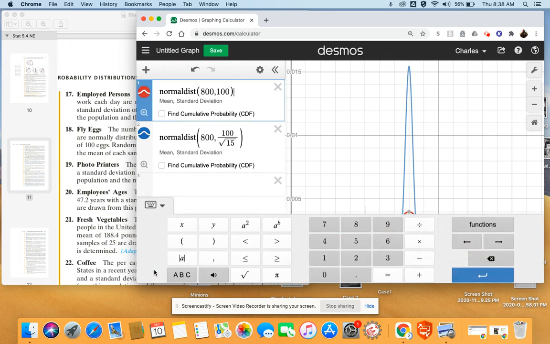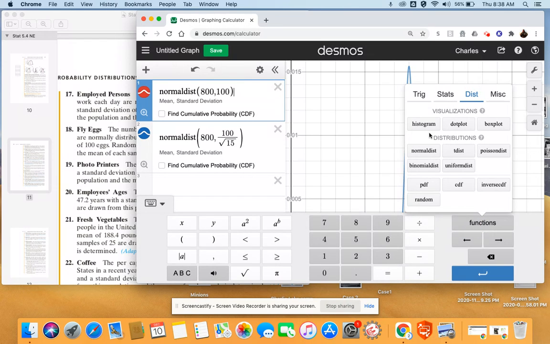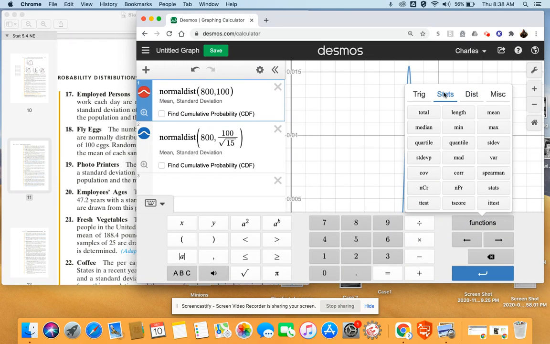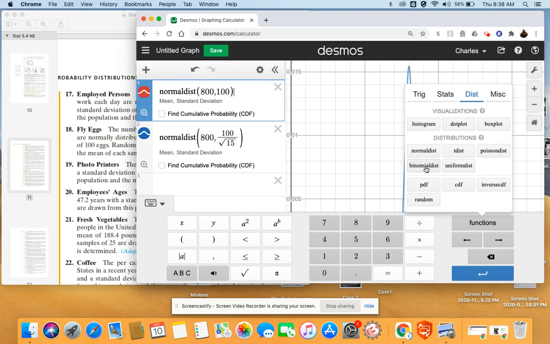Again, normal distribution is under the functions. There's a couple of them. There's functions for statistics: mean, median, mode, quartiles, standard deviations, all kinds of different things here, combinations and permutations. There's also distributions. We've done binomial distributions. We've done Poisson distributions. Now we're doing normal distributions.